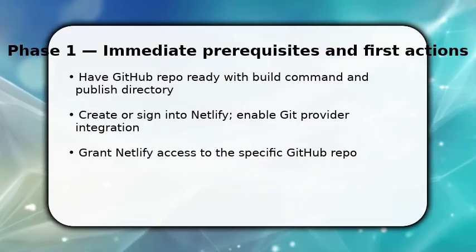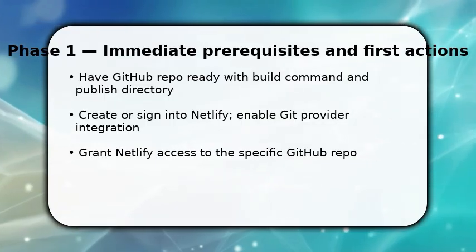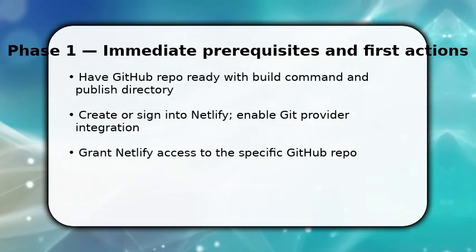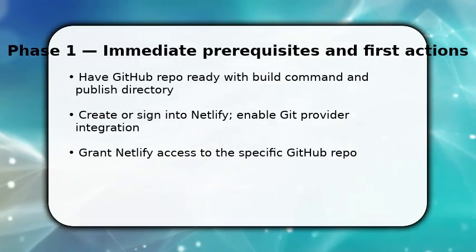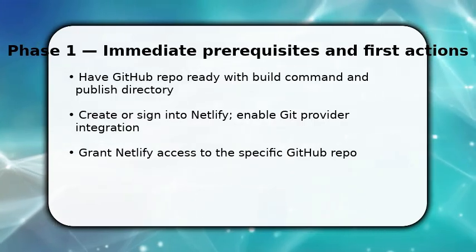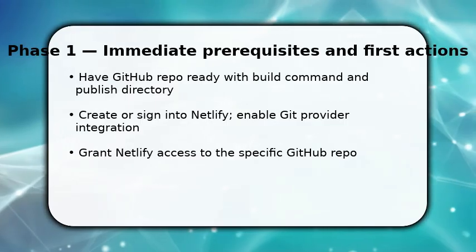You'll start by confirming essentials. Your repo builds locally, and you know the publish folder. Next, sign into Netlify and choose Connect to Git. When prompted, grant Netlify access to your GitHub account and select the specific repository you want to deploy. This links accounts securely and avoids granting blanket permissions.